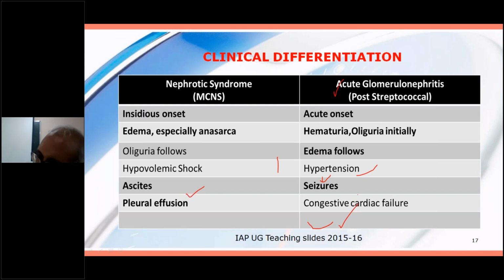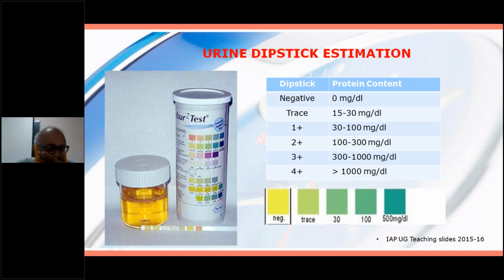Both of these diseases have a very good prognosis. Acute renal failure occurring either due to nephrosis or due to glomerulonephritis is unheard of. Very, very rare. Please remember that. Now coming to the investigation details, we'll talk about that later on.